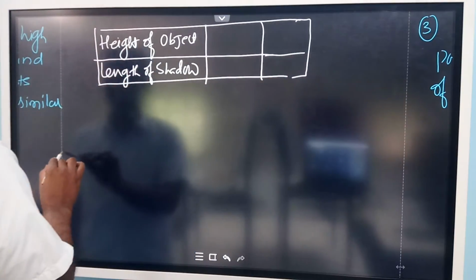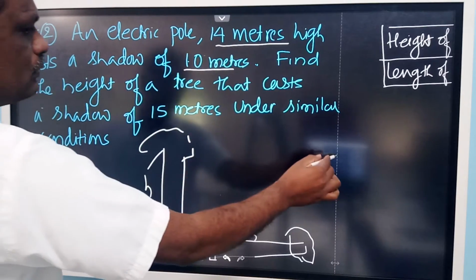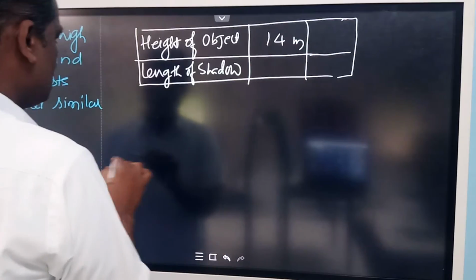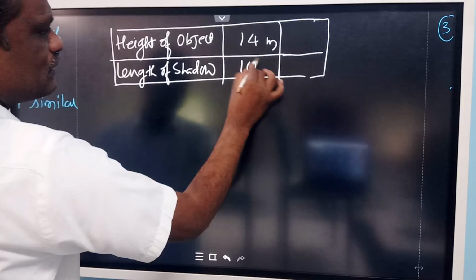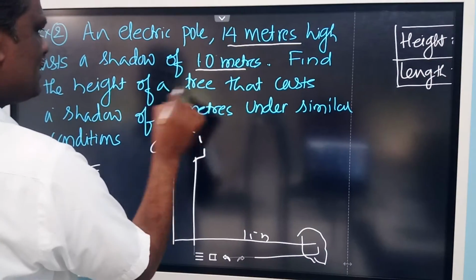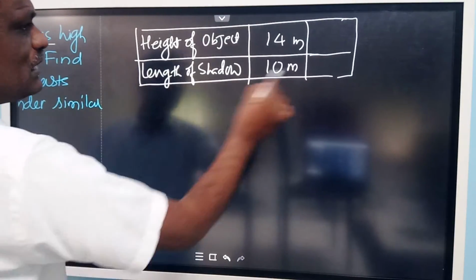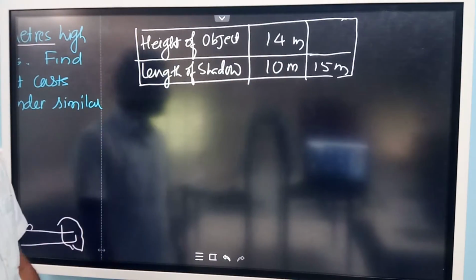Now the height is given. The first object here is the electric pole. Its height is 14 meters, so you can write 14 meters here. The shadow length is 10 meters, you can write 10 meters here. Okay. Then come to the second one. Another object, that is the tree, casts a shadow of 15 meters. So 15 meters you have to write here, in the shadow length row, since it is given.